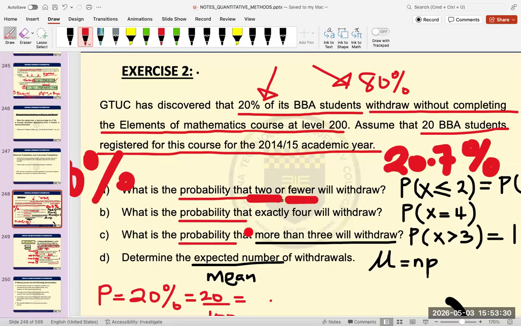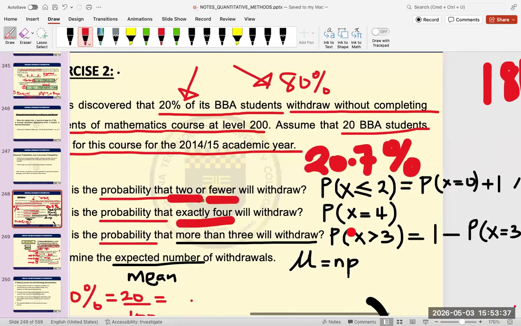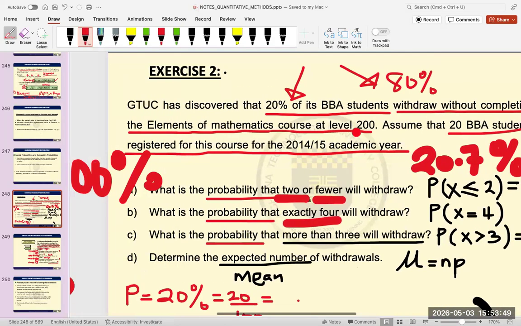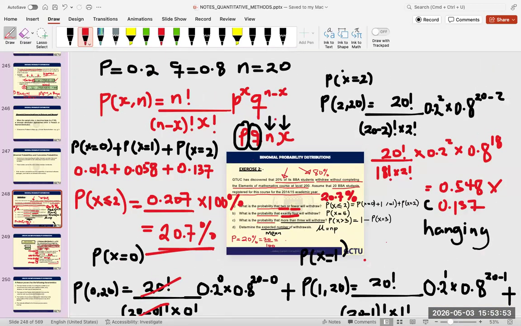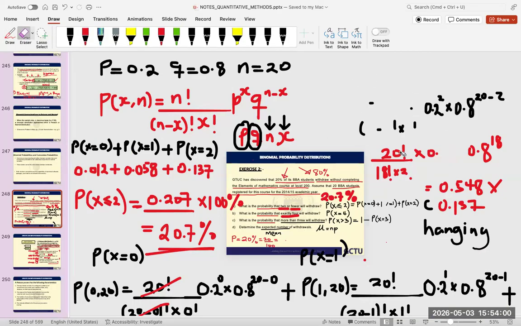What is the probability that exactly four will withdraw? They want you to find X equals 4. So you go back to the formula. Wherever you see X this time, you just push 4 there and then you are done. So let's look at the answer we'll get for that. We are using the same formula we have written here. This time we are finding X equals 4.